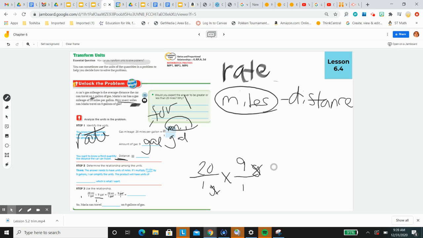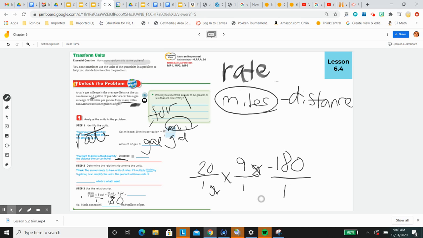All right, so that means I have 20 times 9, which is 2 times 9 is 18. Add that 0 over 1, which means Marla can travel 180 miles on 9 gallons of gas. Okay, I kind of went through that quickly.